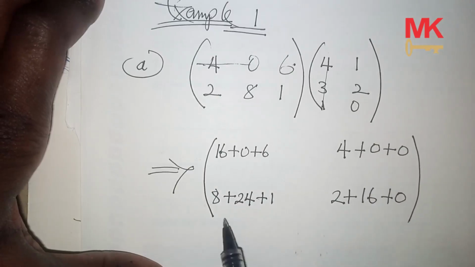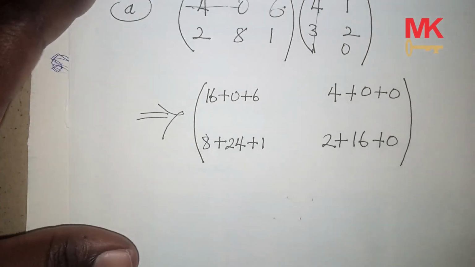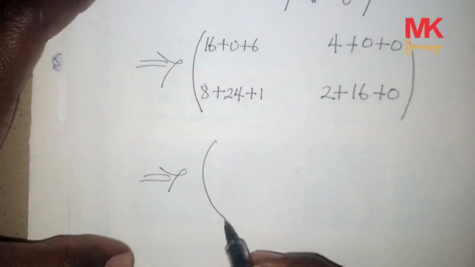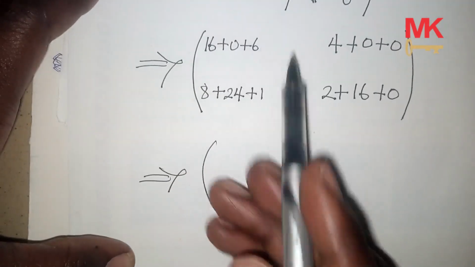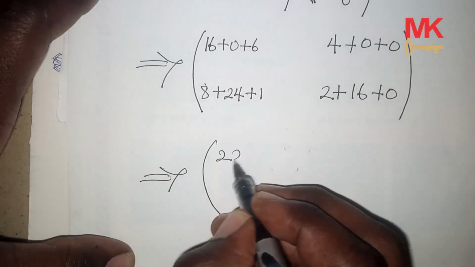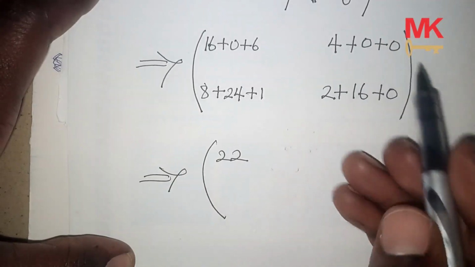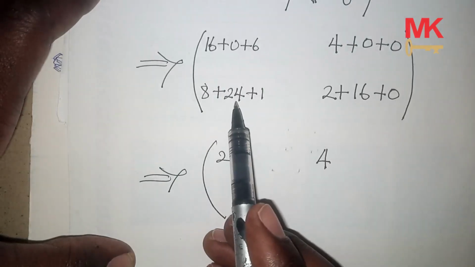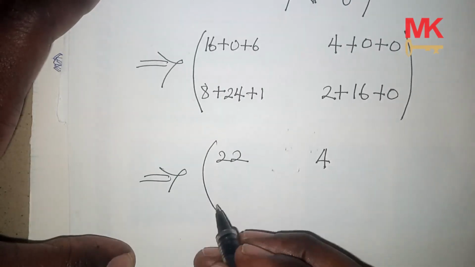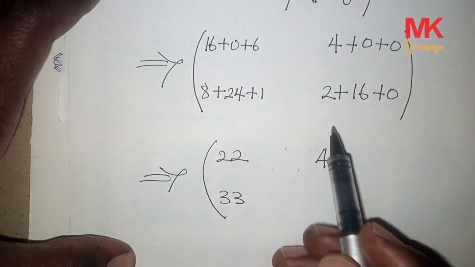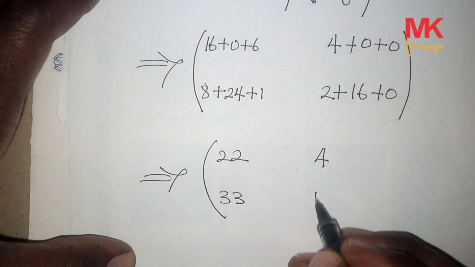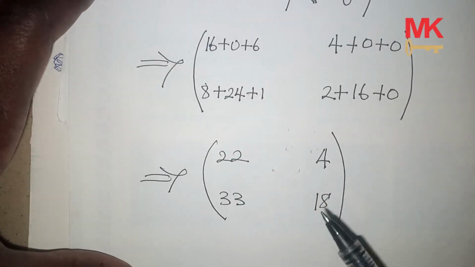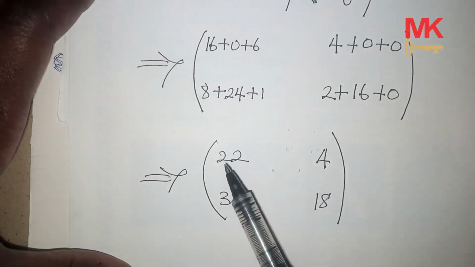So all we need to do now is just to find the values of these additions. In the resulting matrix, we're going to get this now. 16 plus 0 plus 6 is 22. I have 22 here. Then 4 plus 0 plus 0 is 4. And 8 plus 24, which is 32, plus 1 is 33. And 2 plus 16 plus 0 is 18. We're done. So this is how to multiply matrix by matrix.